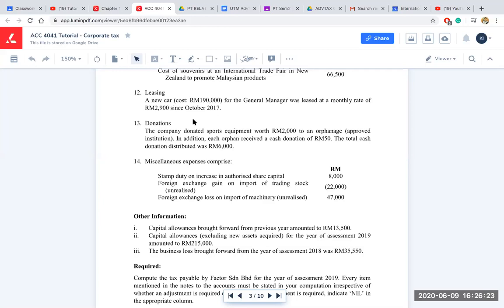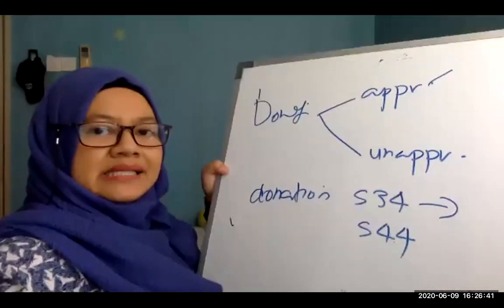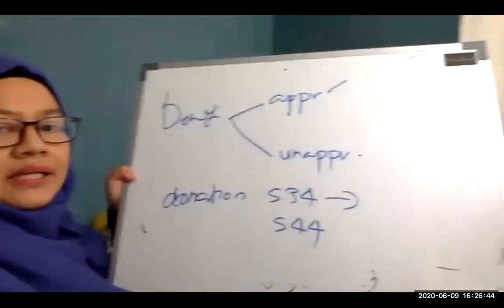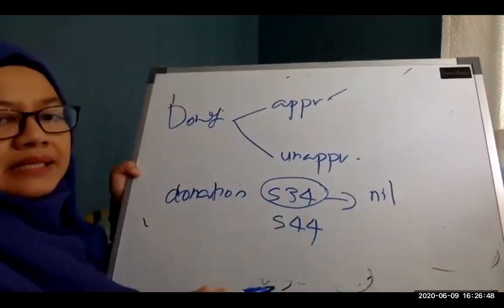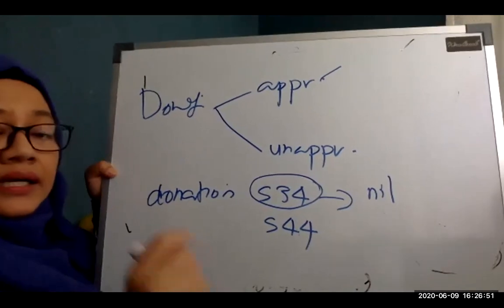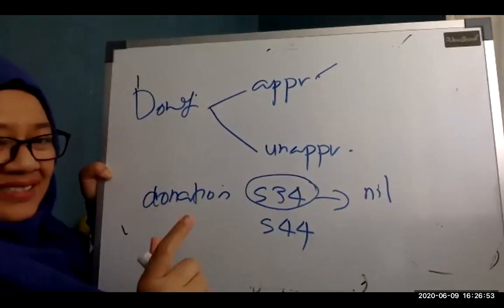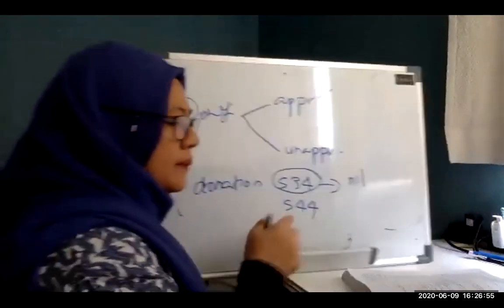Cumanya donation sekarang ni, for you to get an approved donation, so this one approved section, then donation tu ada pula section 34 and section 44. Section 34 maknanya expenses of donation tu is allowable. So bila dia allowable, you akan buat ni lah. So you kena tahulah apa yang expenses of donation yang fall under section 34. It's very clear.